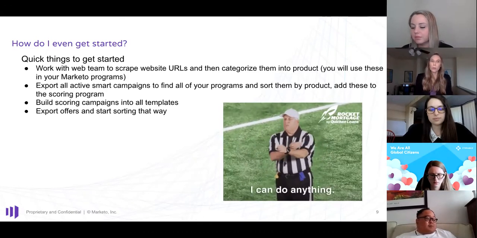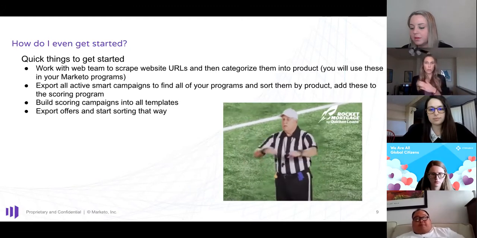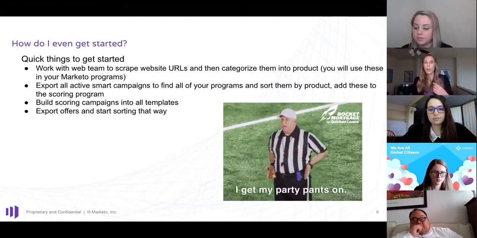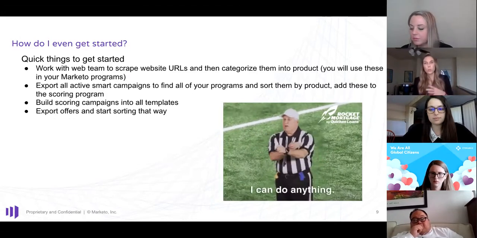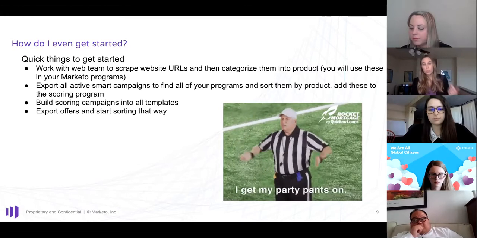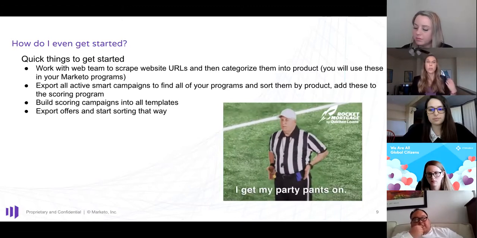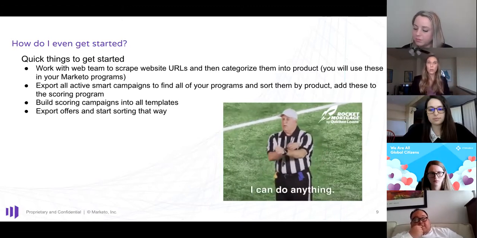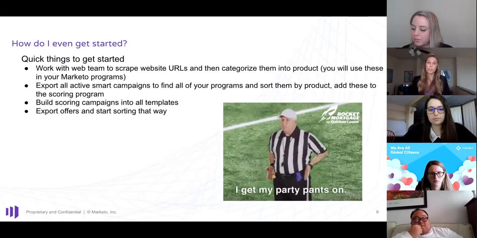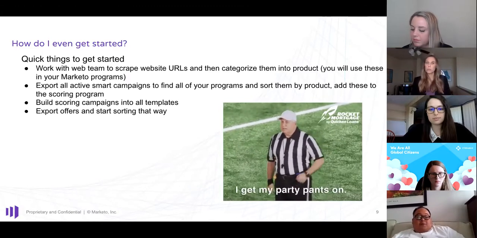You can also export all your active smart campaigns and do the exact same thing. So find all of the programs, sort them by product, and then add these to the scoring programs. And then the next thing you want to do is build scoring flow steps, smart campaigns into your templates. That way, when you're cloning a template and whatever product it is, it's already in that program. And then you just have to update it before you hit go. And then another thing is if you're doing offers and stuff like that, you can export those offers and sort them that way as well.